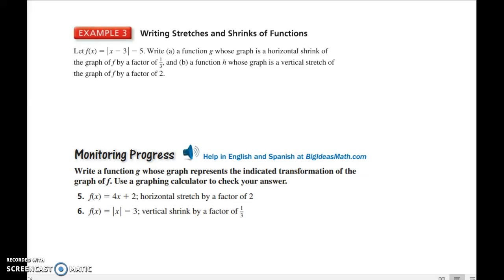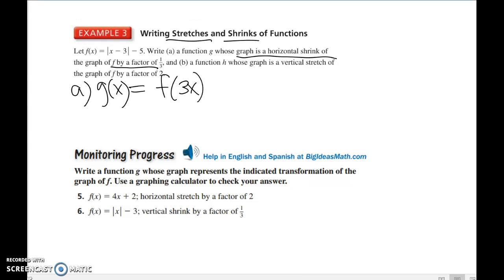Looking at example 3 on the next page, we're going to focus on stretches and shrinks. For part A, we want a function whose graph is a horizontal shrink by a factor of 1/3. So this is going to look like f of 3x. For horizontal shrinks, we always do the opposite, the reciprocal of the factor, and we multiply on the inside.